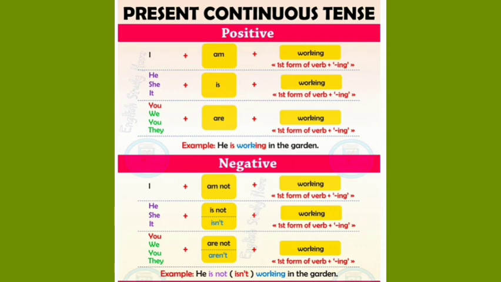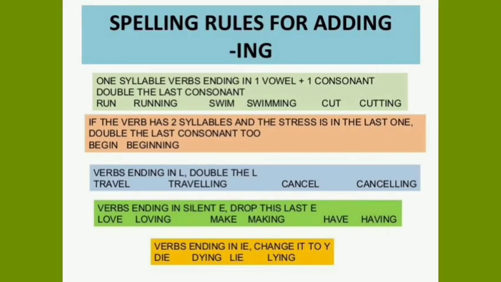I am not working. He is not working. She isn't working. It isn't working. You can write is not also and isn't also. Isn't is the shortened form of is not. So simply by adding not, you can make it negative, and simply by removing the not, you can make it positive. So he is not working. In order to make it positive, you will remove the not and write he is working.